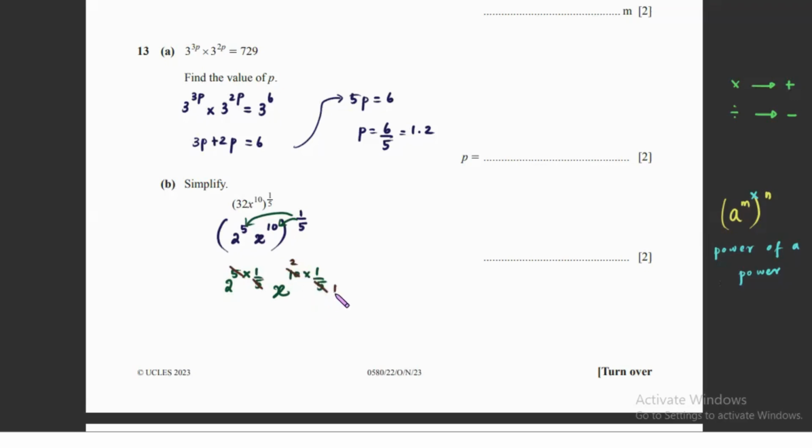So you get a 2 here and a 1 here. So here this becomes 1 and 1. So this gives you the answer 2 to the power 1 times 1 is a 1, so I can leave it as a 2. Then x to the power 2 times 1 is 2. So our answer is 2x squared. Let's move on to question number 14.